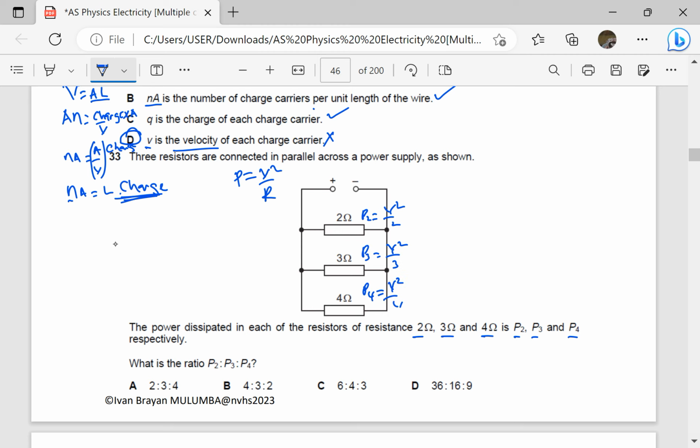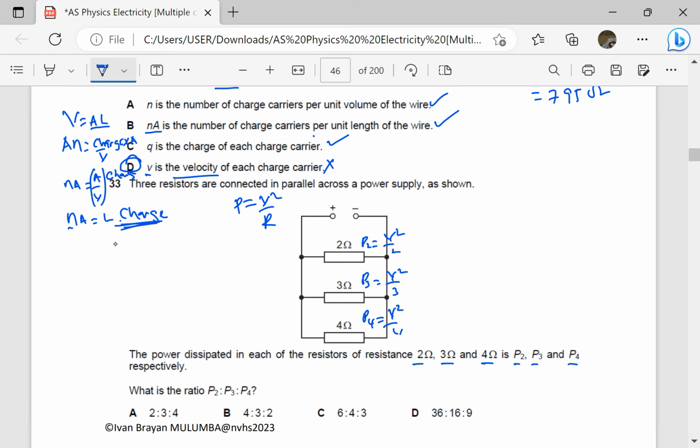So let's find the ratios. The ratios are going to be V squared over 2, V squared over 3, V squared over 4. So that is the ratio of the powers. So ignoring V and getting the LCM here, I think the LCM is 12. The LCM here is 12.